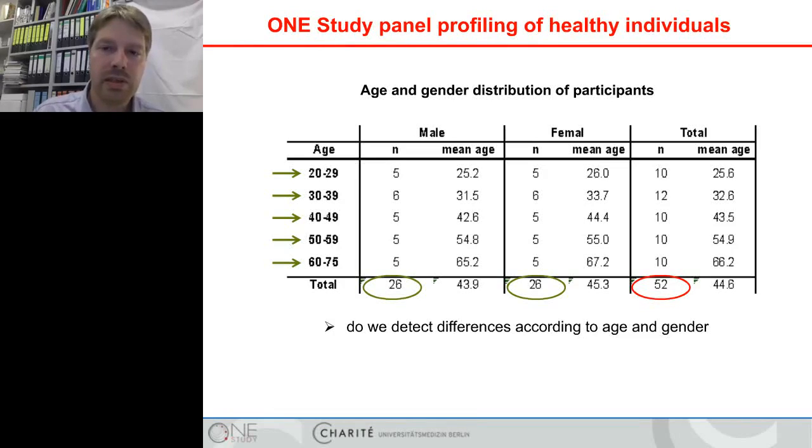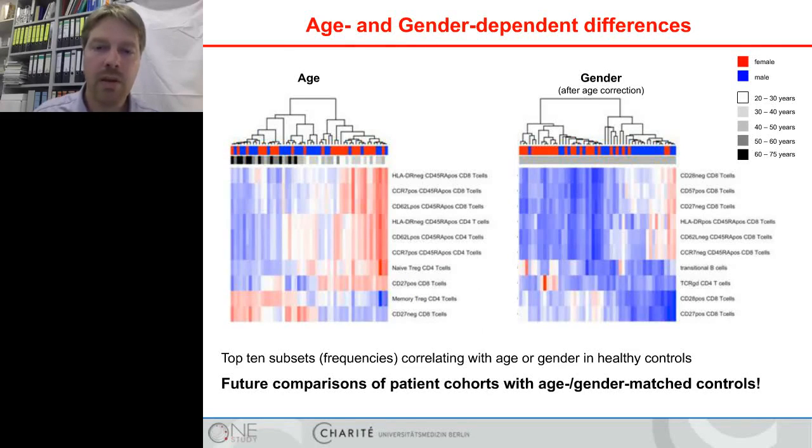To prove our test, we analyzed a healthy cohort. In that cohort, we included 52 healthy control individuals, covering 26 males and 26 females, and we can split this into 5 different age groups. So we have a well gender and age matched group.